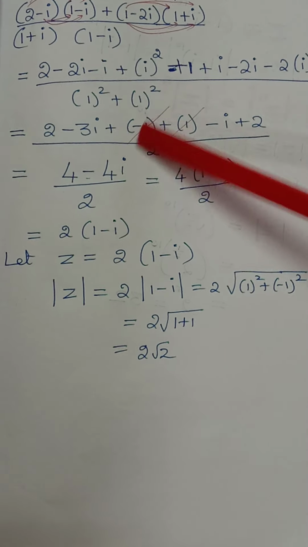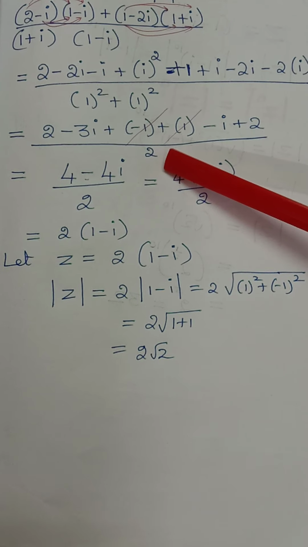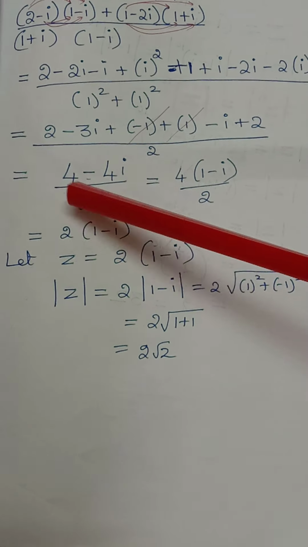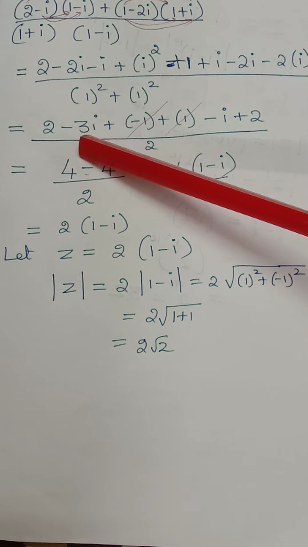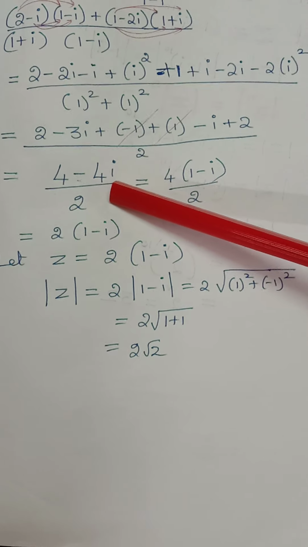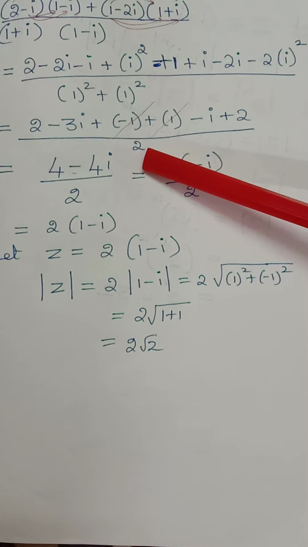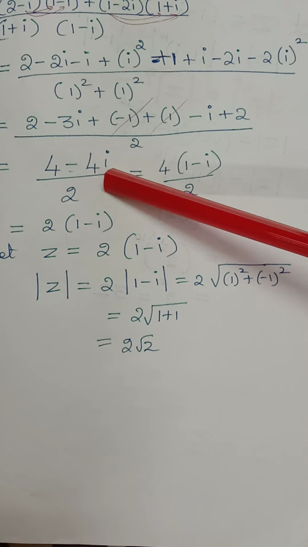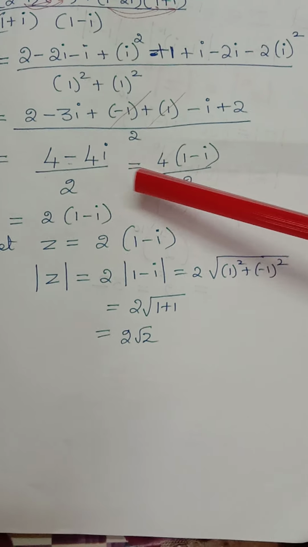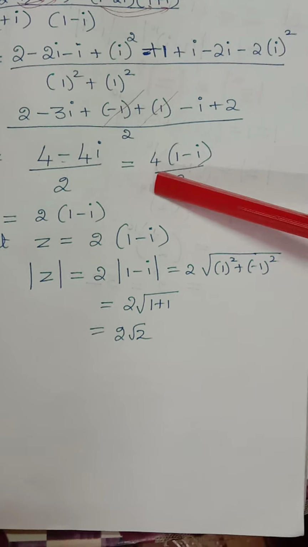Now you can see this minus 1 plus 1 we can cancel. 2 plus 2, what is our answer? 4. Minus 3i minus i we will have minus 4i, and in the denominator 1 square plus 1 square you will be having 2. Now if you observe the numerator, we can take 4 common. So what you will have? 1 minus i whole thing divided by 2. I can reduce this 2 and 4.